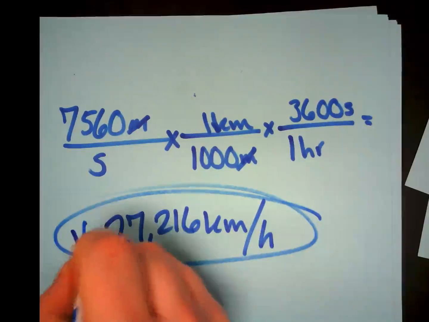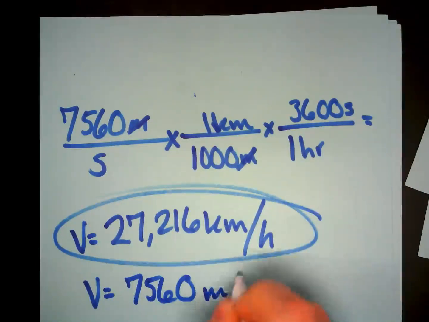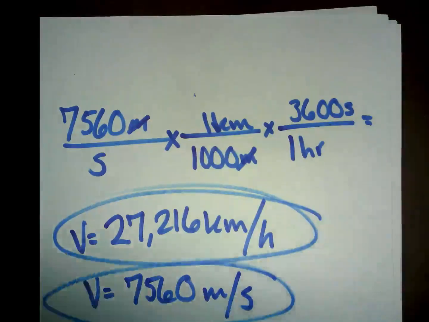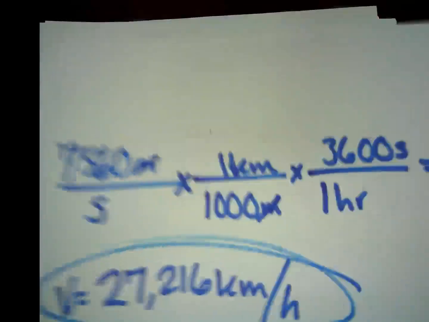So here are your answers for check your understanding number 3. This is how quickly our satellite has to orbit in order to stay at this distance, basically, or else it would be launched into space, or it would plummet to the Earth and burn in its atmosphere.